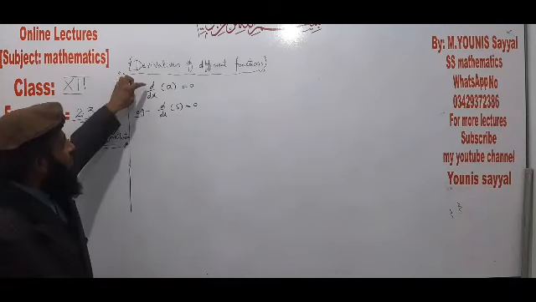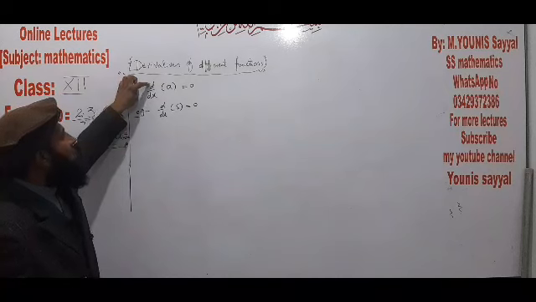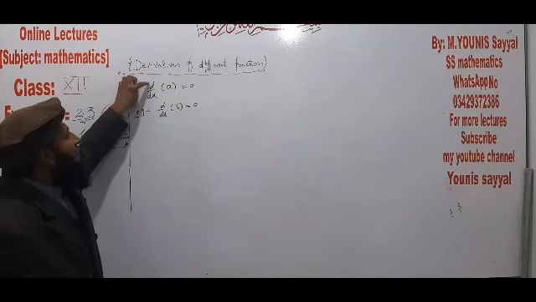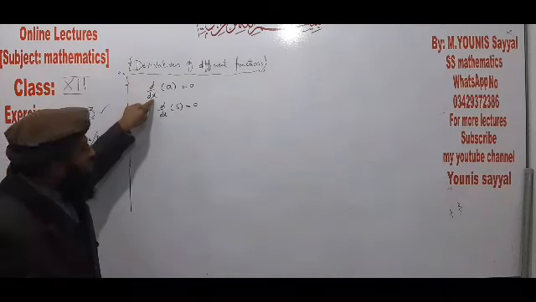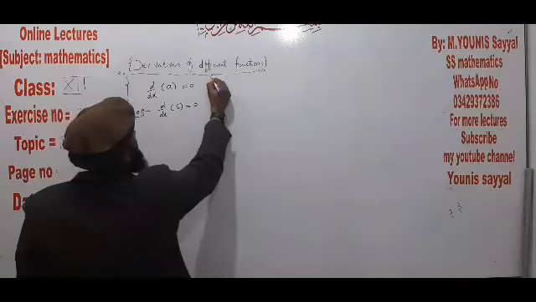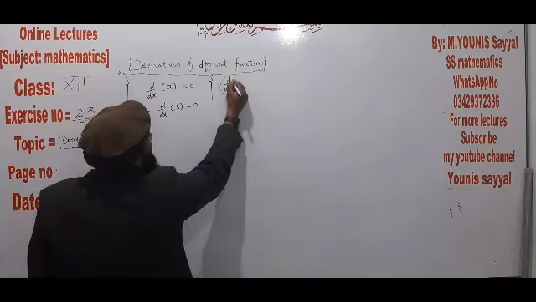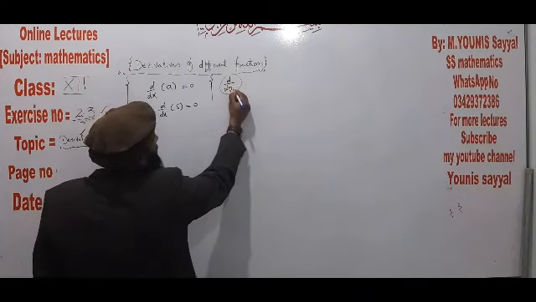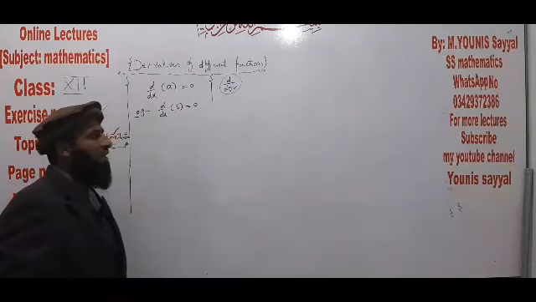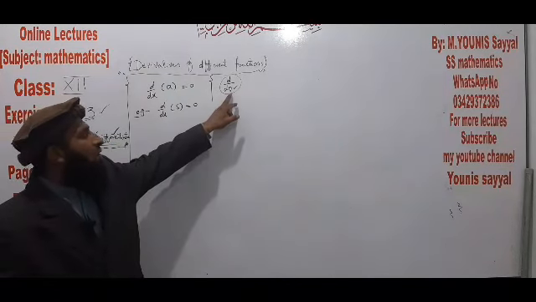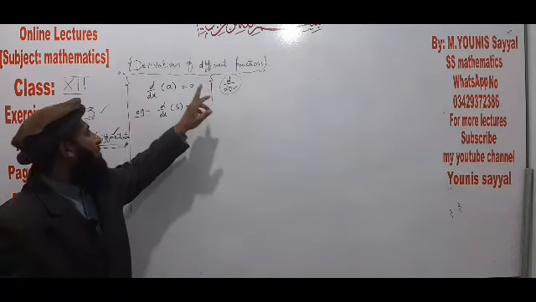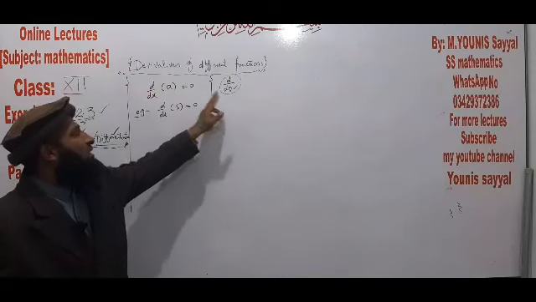Dear boys, we study this derivation like this: derivative with respect to x. If we write d over dy, it is called derivative with respect to y. The denominator, y or x, tells us derivation with respect to x or with respect to y.